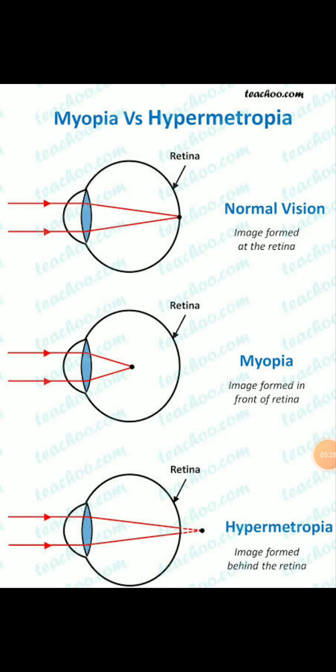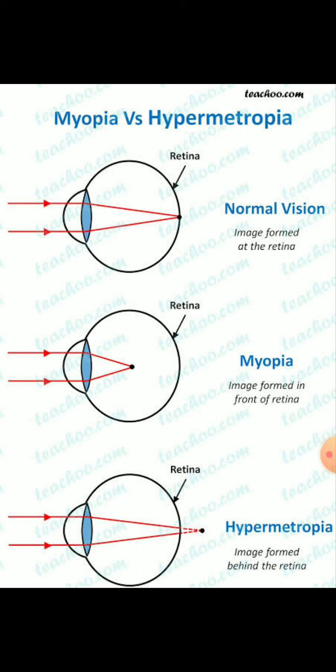Now let us once again revise myopia and hypermetropia. For myopia, we learnt myopia is nearsightedness. We can say that for this defect, the image is formed in front of the retina. So, a person with this defect can see nearby objects clearly but cannot see distant objects clearly. And for correction of myopia, we make use of a concave lens.